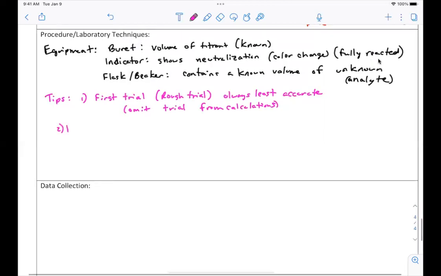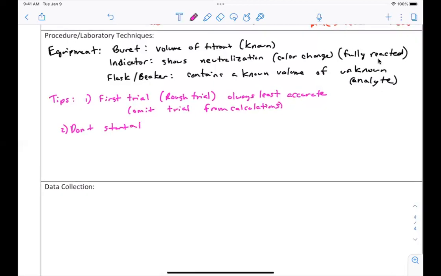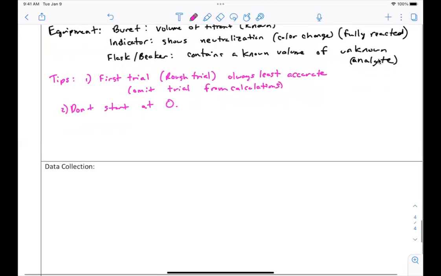A personal thing, I don't like to start at 0. Okay? Because when you start at 0, you have less significant figures there. It's harder to reference and relate to the correct volume reading the measurements of the meniscus. Okay? 3. Okay?